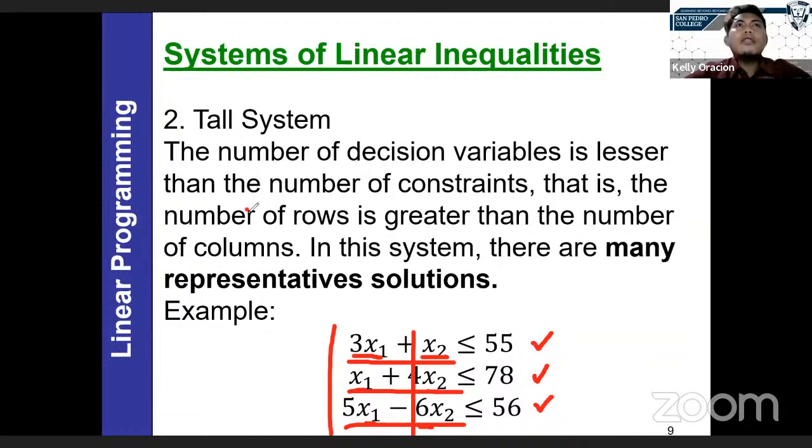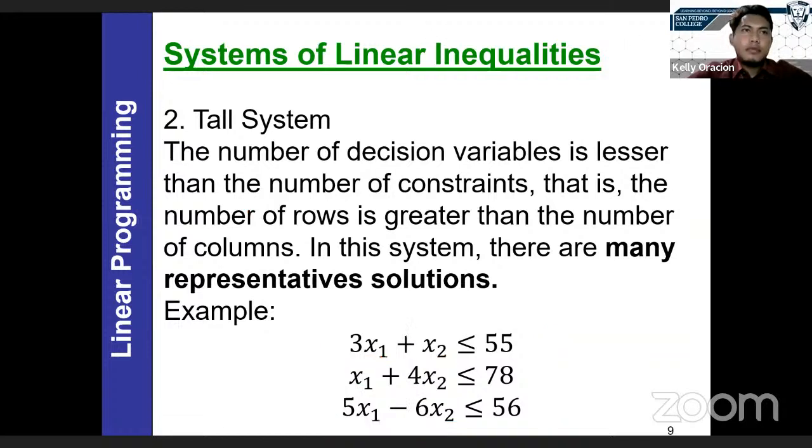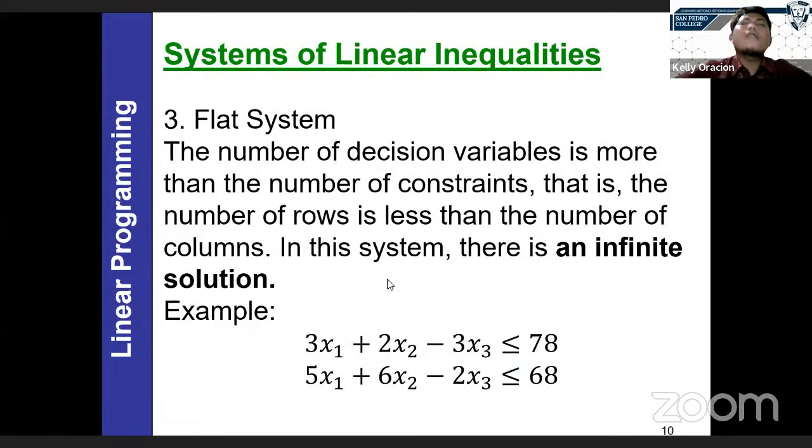Now, let's proceed to the last system, the flat system. The flat system is the opposite of the tall system. In this system, the number of decision variables is more than the number of constraints. That is, the number of rows is less than the number of columns.